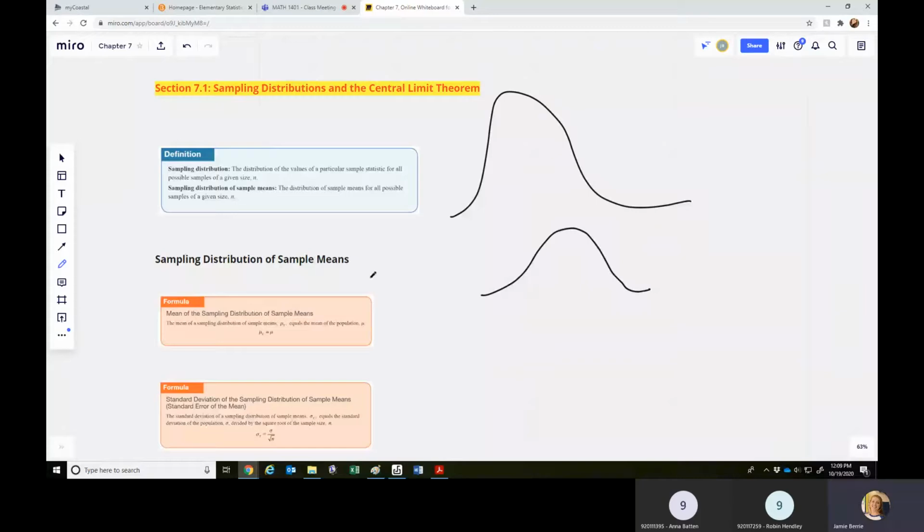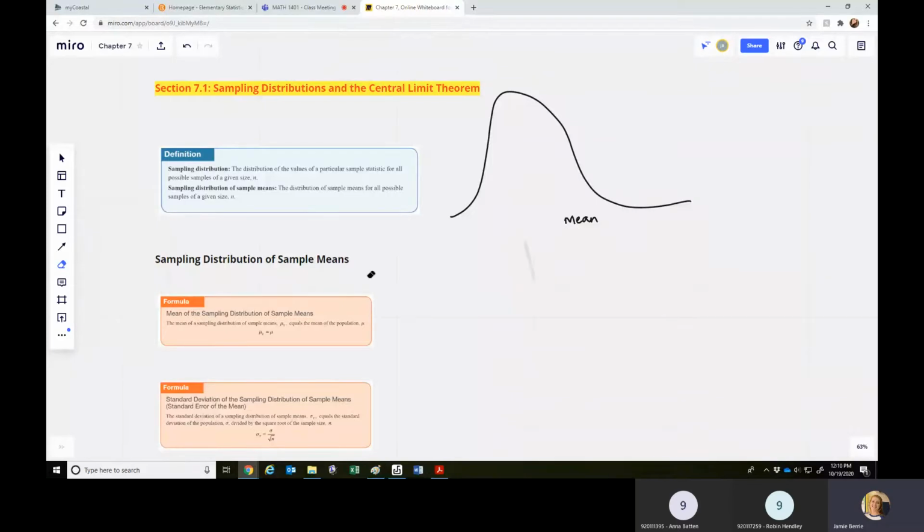So what that means is that, again, let's say we're looking at the sampling distribution of sample means. Most of them are going to have a mean that's here in the middle. It's about average. Some of the samples may have a larger mean. Some of the samples may have a smaller mean. So they would be down here.